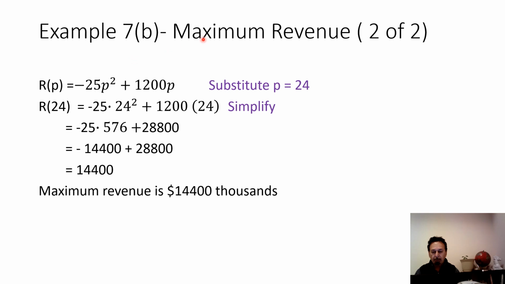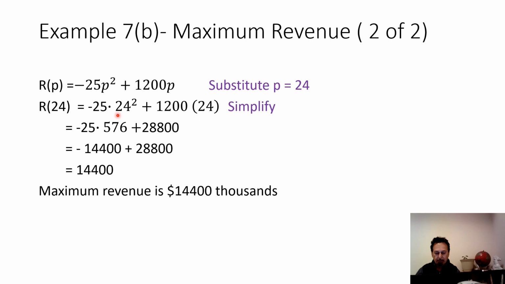Okay, we already found the P value, the price which will give the maximum revenue. So now to find the maximum revenue, we will substitute P equal to 24 in the revenue equation, R of P equals minus 25P squared plus 1200P. So this becomes R of 24 equals minus 25 times 24 squared plus 1200 times 24.